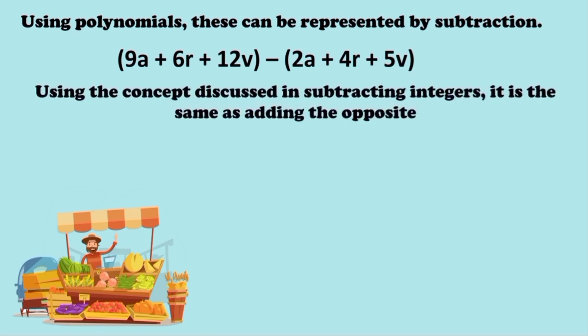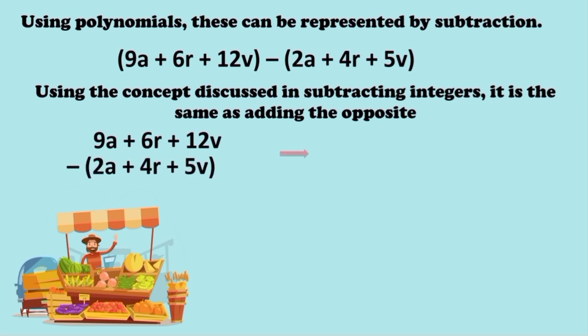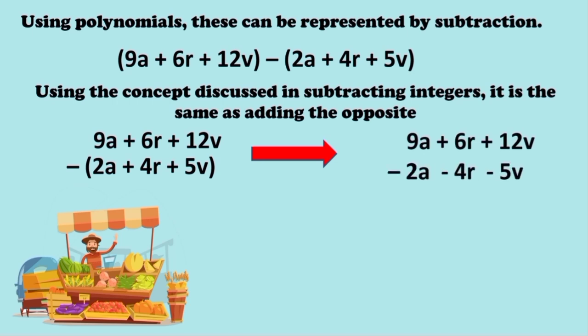Using the concept discussed in subtracting integers, it is the same as adding the opposite. This is our given example, changing the sign of the subtrahend, giving us these terms. The minuend remains the same, but the subtrahend changes the sign. Now we have negative 2a minus 4r minus 5v. Then proceed in adding polynomials.